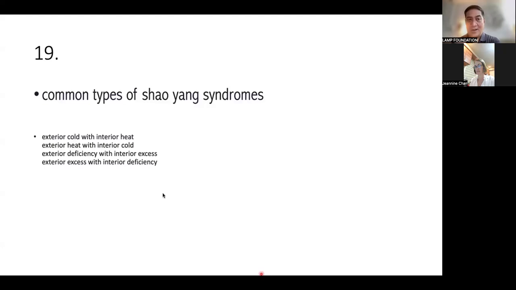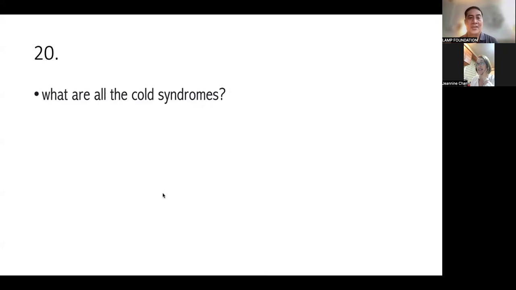Okay, that's Shaoyang. You see, it's like the yin and yang. Do you see it? Exterior deficiency with interior excess. Exterior excess with interior deficiency. So what are all the cold syndromes? Do you have the answer to this? Okay, let's give you the answer. No, Doc. Excess cold, deficiency cold, interior cold, exterior cold. Ganun lang kadali.